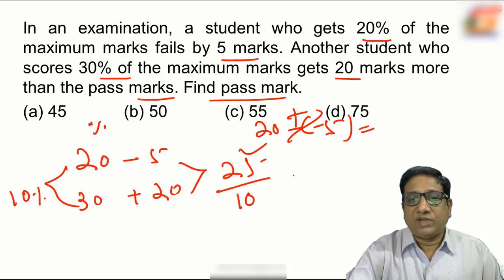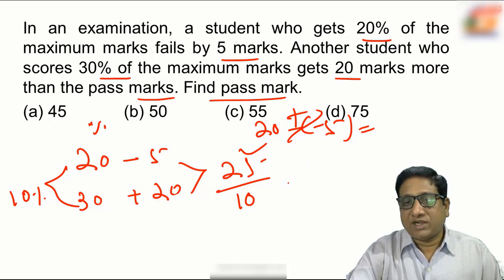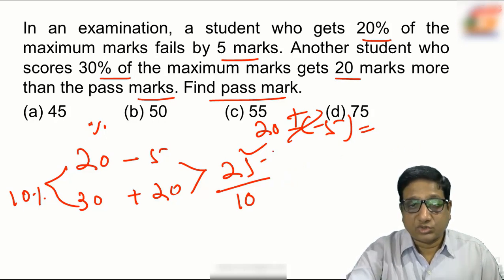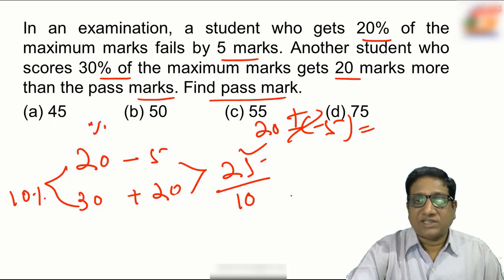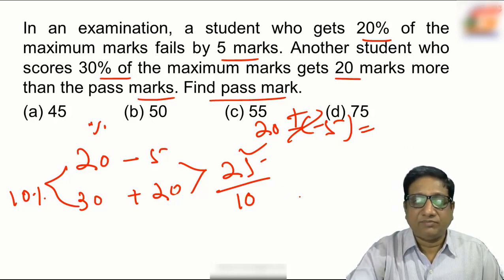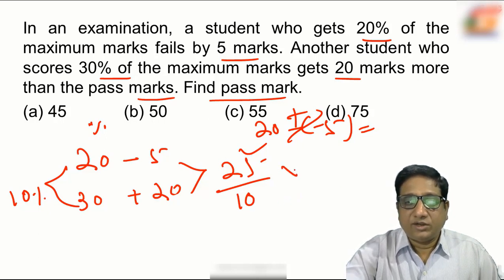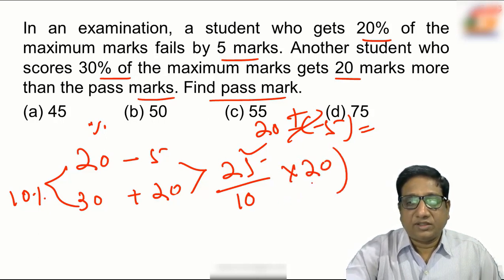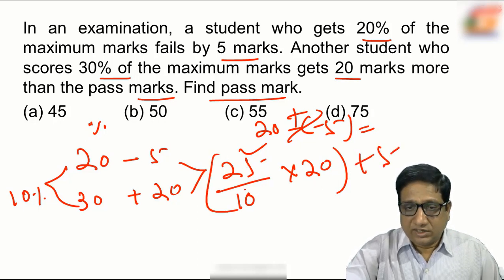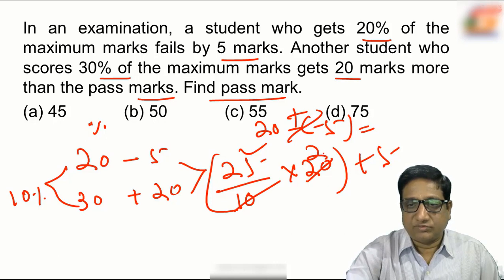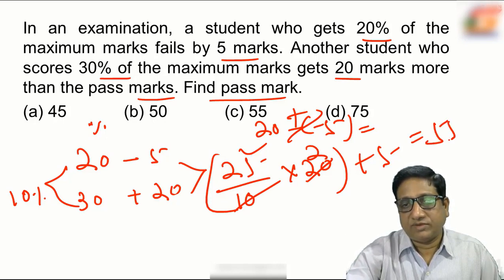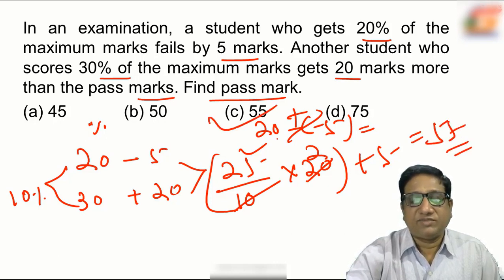If full mark was asked, it would be multiplied by 100, but the question is to find the pass mark. So pass mark will be 20% plus 5 or 30% minus 20. So let us find 20%, then pass mark will be plus 5. If 10% is 25, then 20% will obviously be 50. Simplifying this, it will be 50 plus 5 is equal to 55 marks. So pass mark is 55.